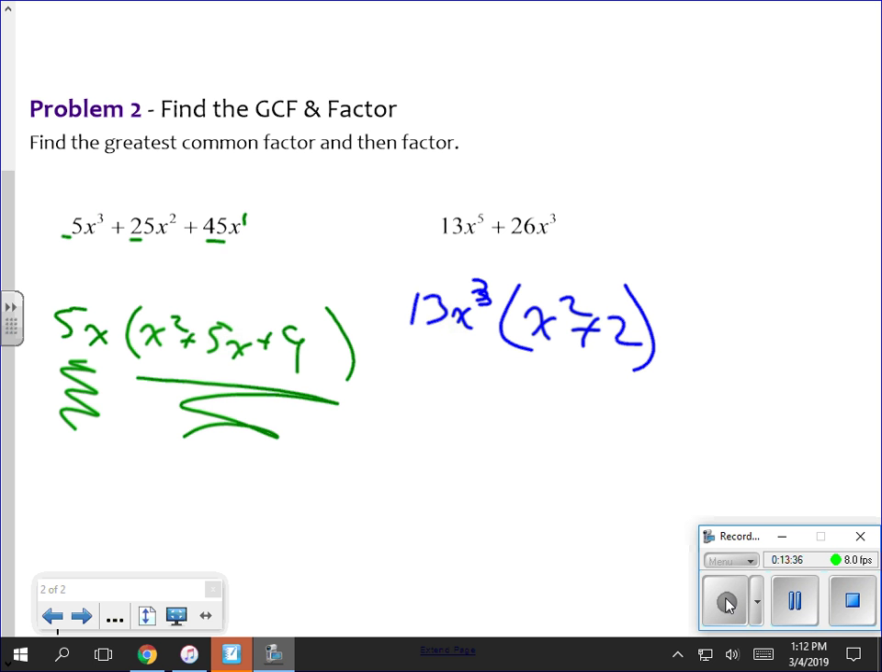By far and away, factoring is much more difficult than distributing, but it's just distributing in reverse. Okay, it's just distributing in reverse. Be careful with it. Don't rush. Once again, it's probably the more difficult part of what we're doing today. Any questions? Okay.